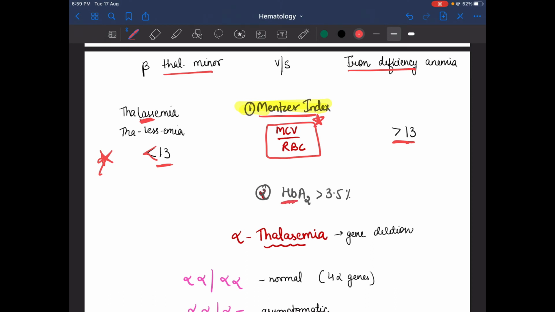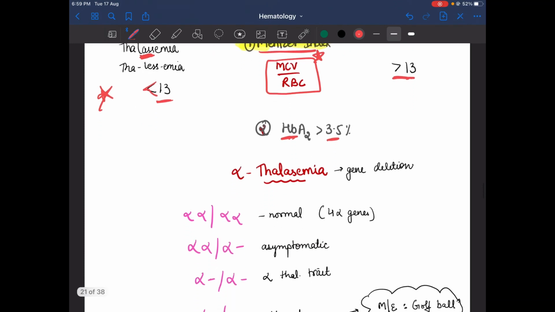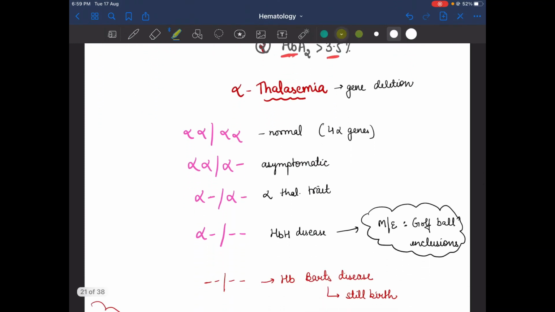Second one, adult HbA2 hemoglobin more than 3.5% is found in beta thalassemia minor. Now let's move to alpha thalassemia. In alpha thalassemia the cause is gene deletion, while in beta thalassemia gene mutation is there.